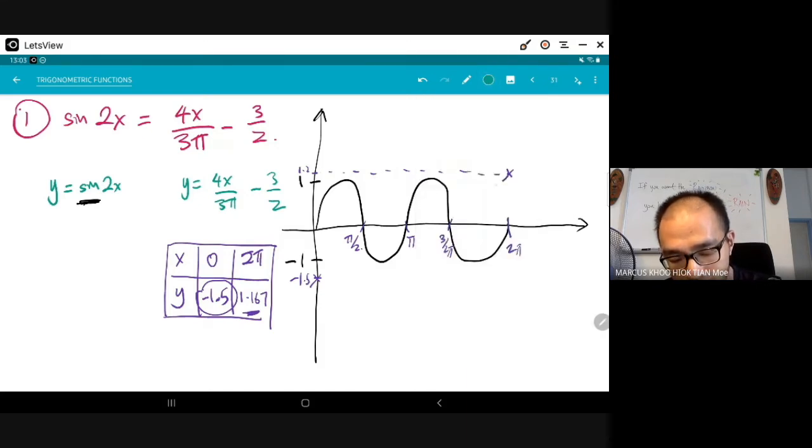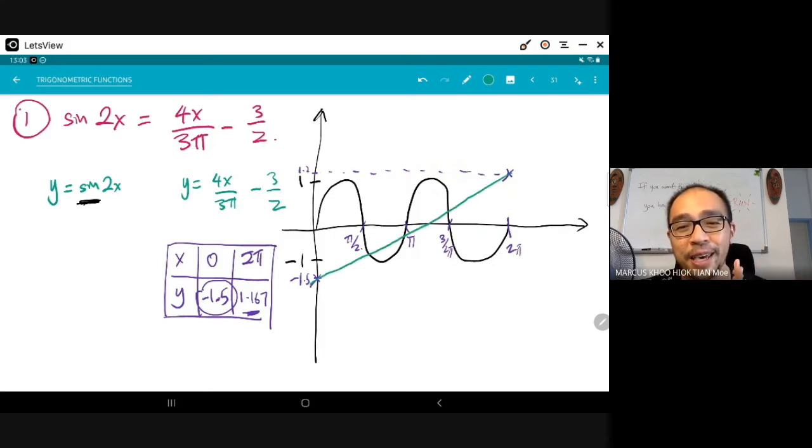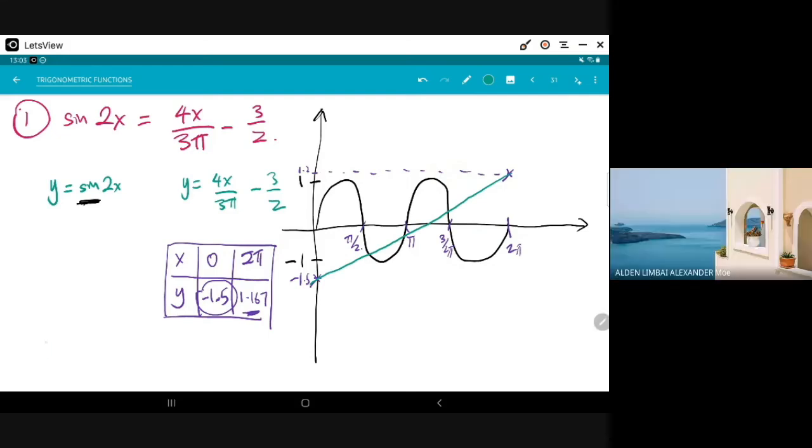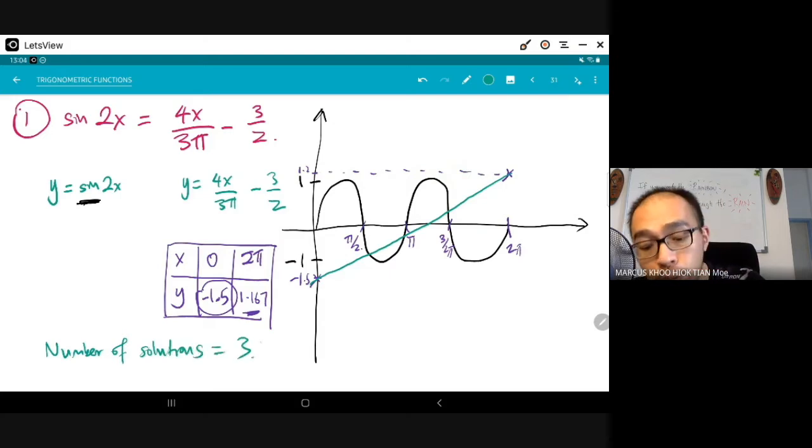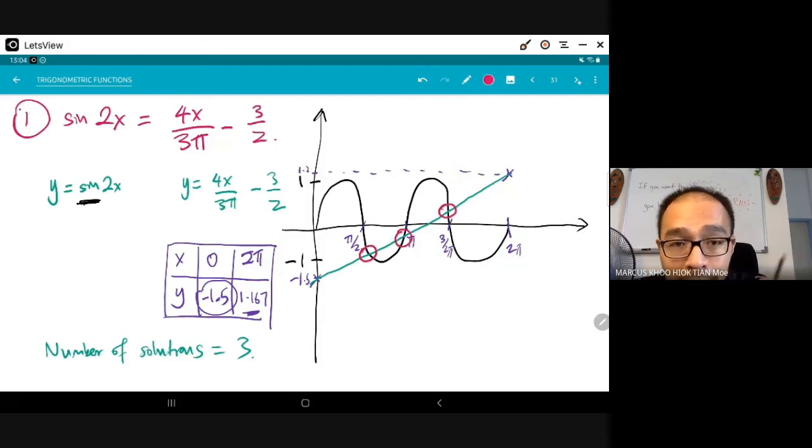Let me draw the straight line in green. Here goes. Good luck. 1, 2, 3. 1. Okay, thank God it hit. So how many solutions are there? 3. The number of solutions will be 3. And you know this by marking them out. 1, 2, 3. Where the black line and the green line meet, that is the solution.